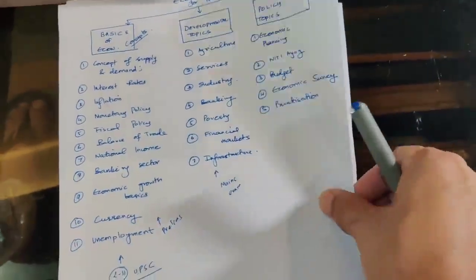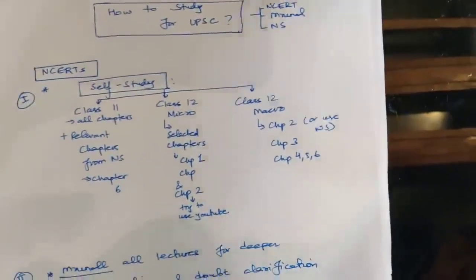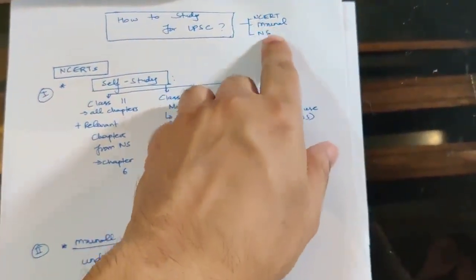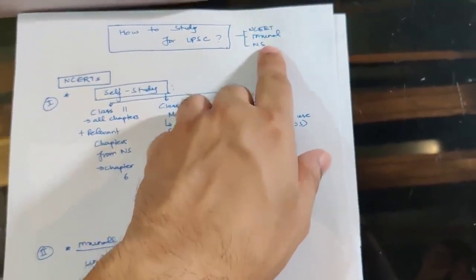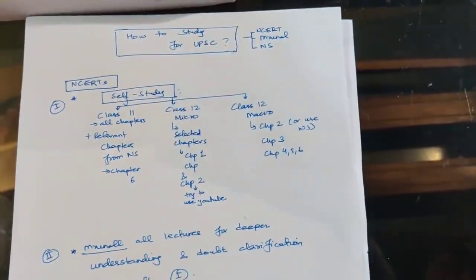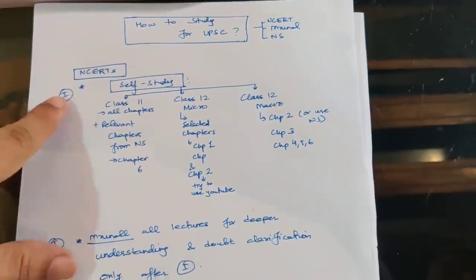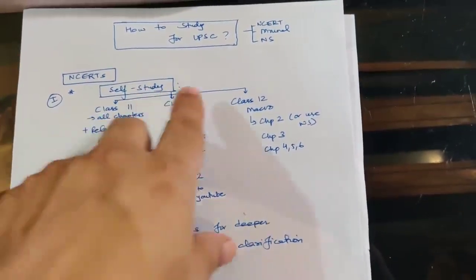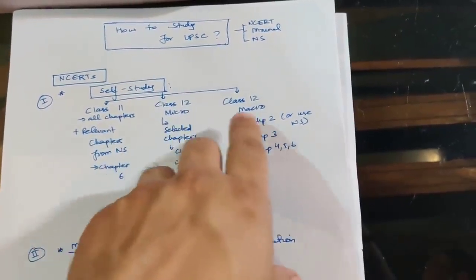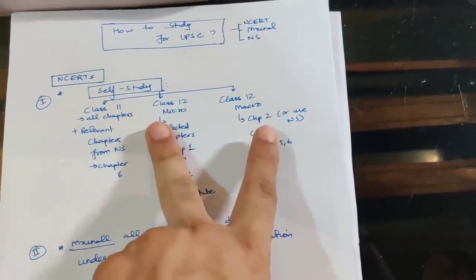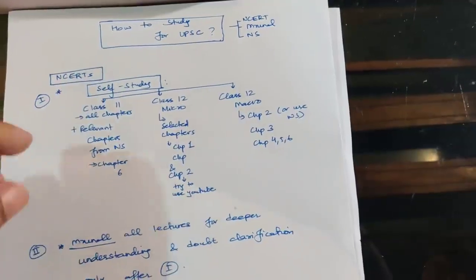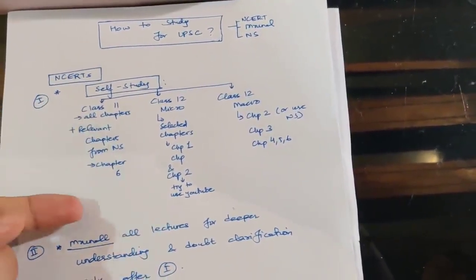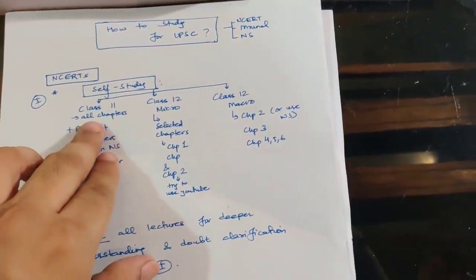Where to read these topics from? I will tell you. This is basically our source page. NCERT, Ramesh Singh and Nitin Singhania are the 3 books that I recommend for UPSC studies for now. For NCERTs, you need 3 books: the class 11th book, the 12th book microeconomics and the 12th book macroeconomics. For 12th there are 2 books and for 11th there is 1 book. But in the class 11th book, you need to study all the chapters because all the chapters are important.